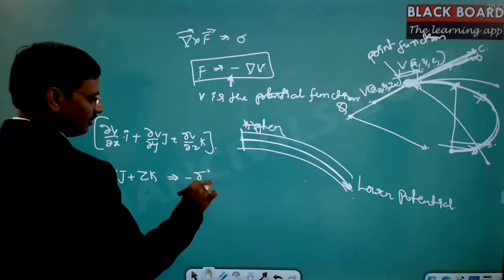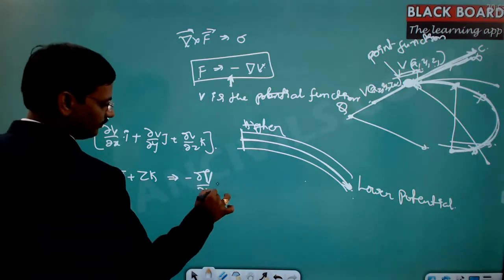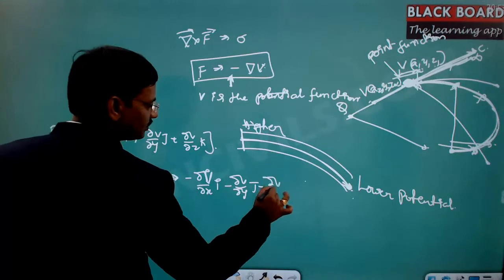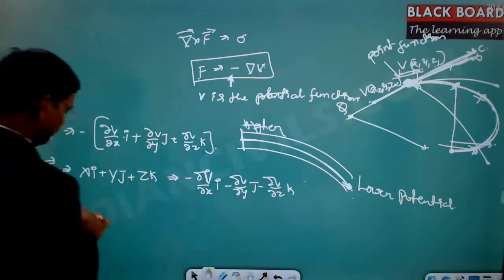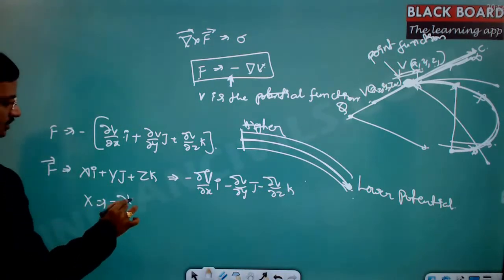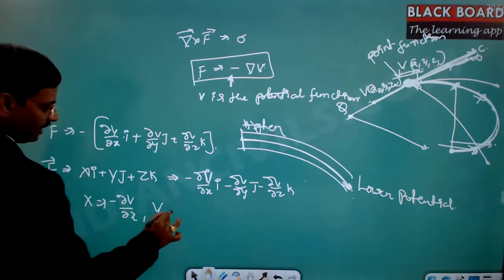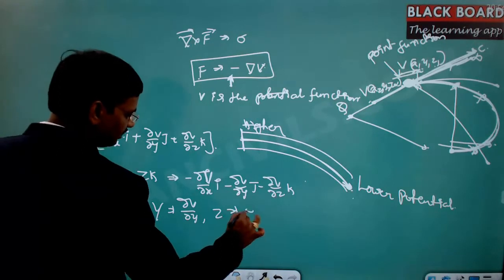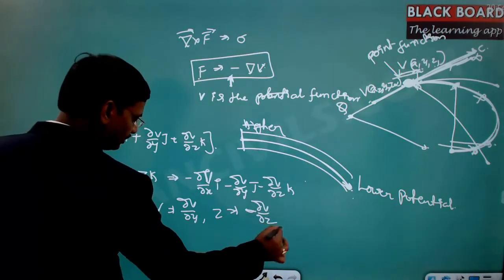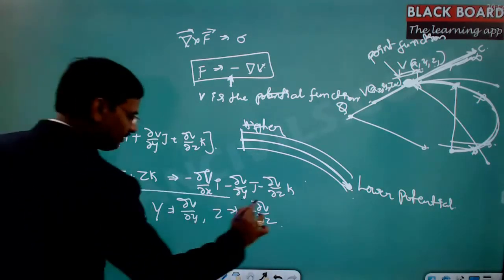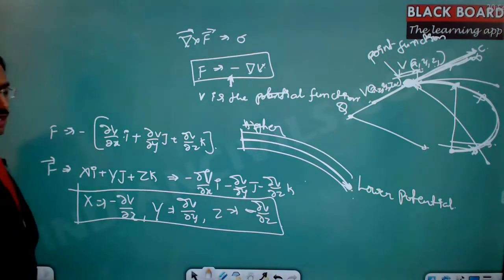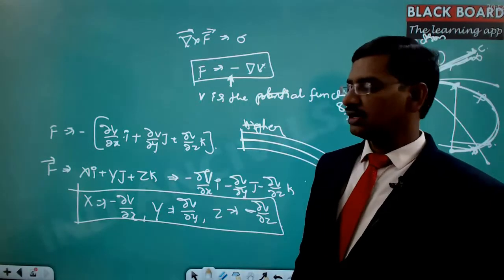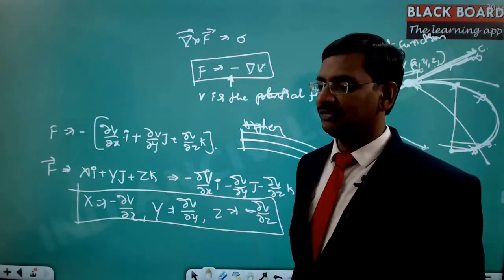This is going to be minus dou V by dou X into I, minus dou V by dou Y into J, minus dou V by dou Z into K. Or X can be expressed as minus dou V by dou X, Y can be expressed as minus dou V by dou Y, and Z can be expressed as minus dou V by dou Z. So this is how we find the values of the force components along the X direction, Y direction, and Z direction.